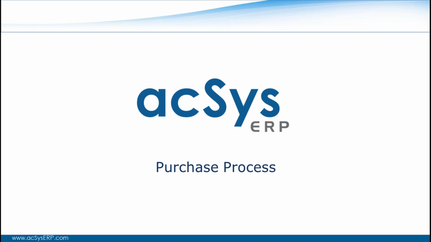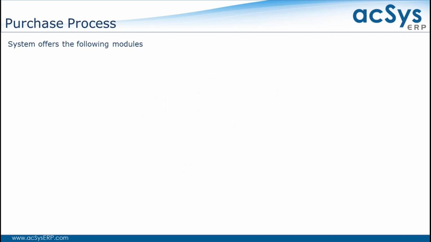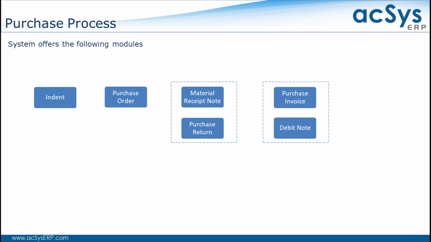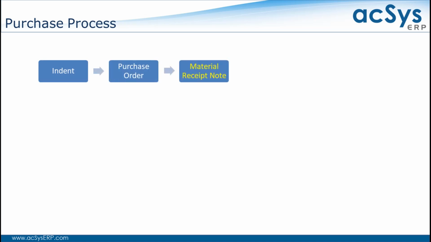Today, I am going to explain the purchase process in acsysERP. The modules in purchase process are Indent, Purchase Order, then Material Receipt Voucher, Purchase Return, Purchase Invoice, Debit Note, and Payment Voucher. This slide shows the purchase flow, where the system allows conversion from one document to another.